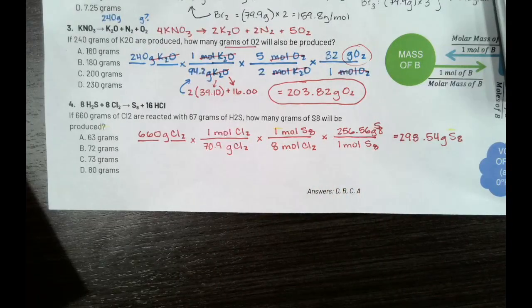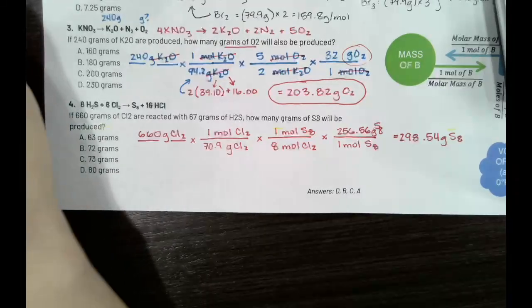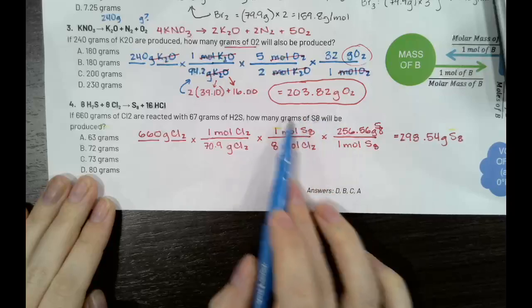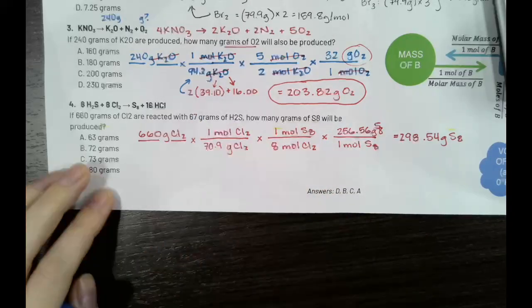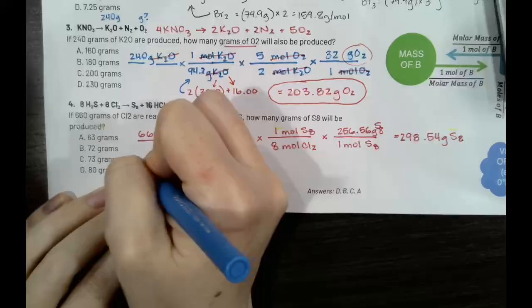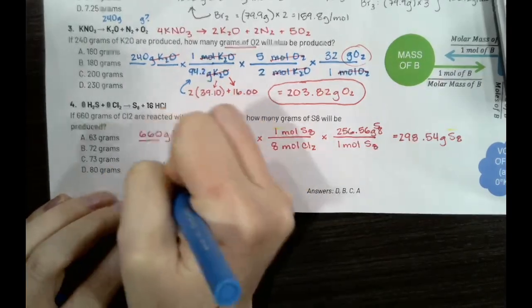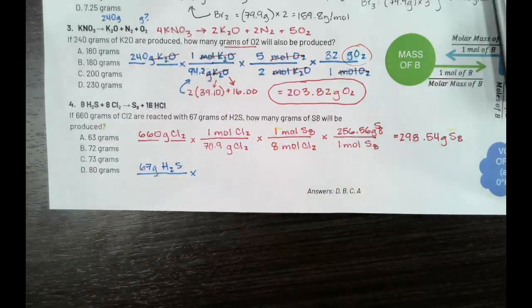So we know for our second stoichiometric problem, we're trying to figure out how much S8 can be made from 67 grams of H2S. So I'm going to start out with 67 grams of H2S. I want you to pause and figure out what your next chunk of math is going to be. Remember, this is going to look a lot like the problem above.